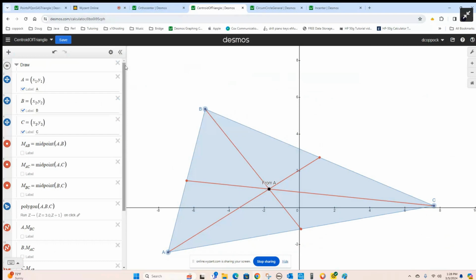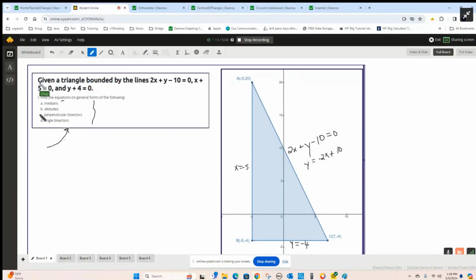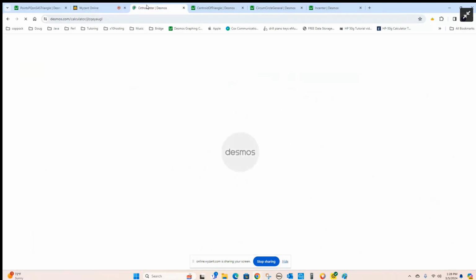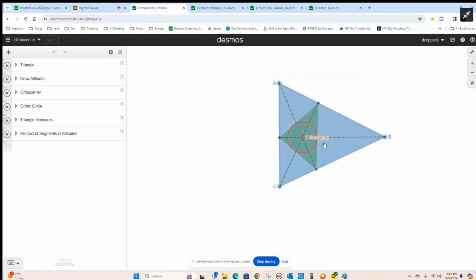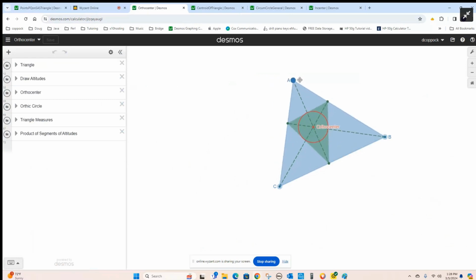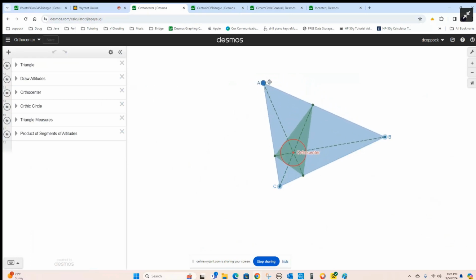If you balance that triangle on a pin at the centroid, it would balance perfectly. Okay. How about, let's see, altitudes. That's kind of a cool one. The altitudes intersect at a point called the orthocenter. And if the triangle is acute, this little green triangle is called the orthic triangle. Its vertices are actually the points where the altitudes intersect the opposite side. And there are the altitudes all intersecting.